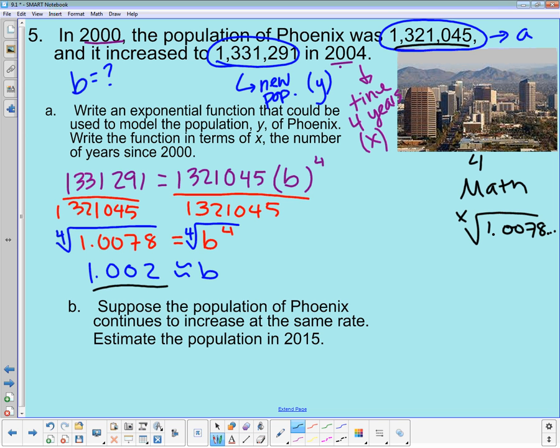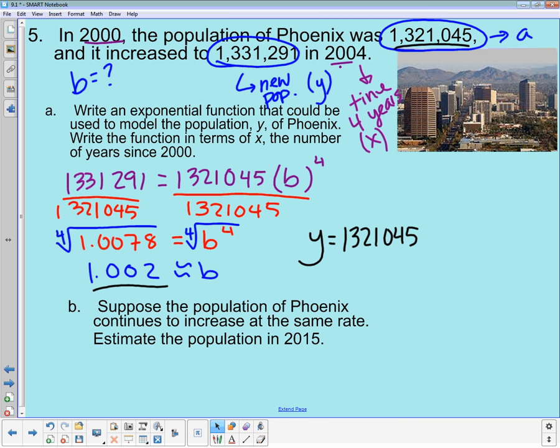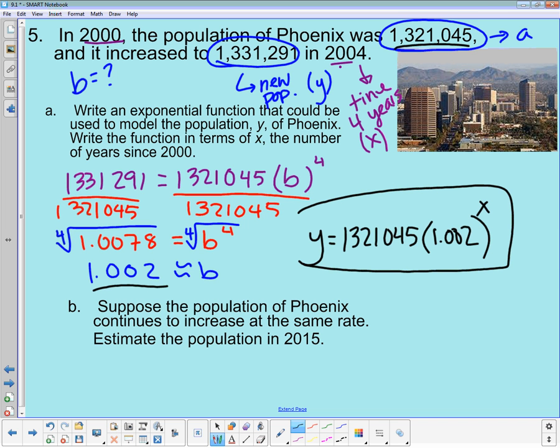The standard equation, because that was all just finding my B, now I got to write the equation. The equation would look like Y is equal to, starting amount, 1,321,045, times that B value that I just found, 1.002, all raised to the X power, X being years. That's my equation. So I was given the starting, I was given the ending, and I knew how much time had passed. I had to solve for B first. Then I could go back and write the equation.